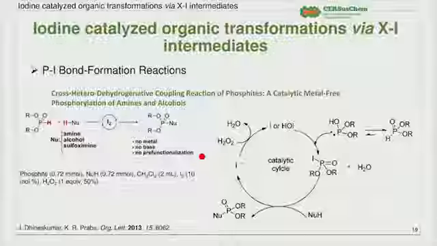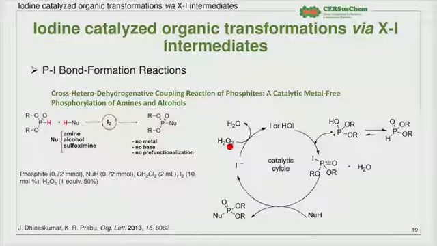So the catalytic transformation for this reaction begins from molecular iodine to the I plus species. Now, this I plus species is attacked by the phosphite's lone pair of electrons, forming the iodophosphate intermediate, which is attacked by the nucleophile, leading to the desired product and generating the iodide species, which is oxidized back to the catalyst in the presence of oxygen.